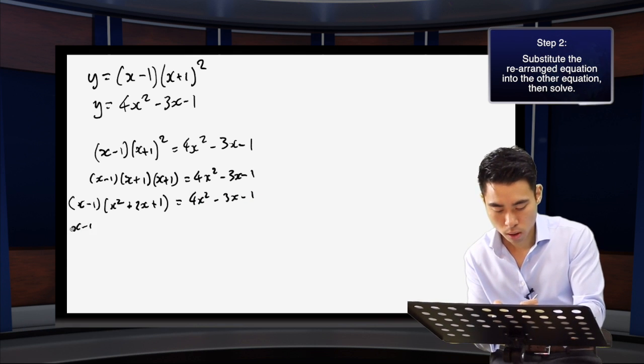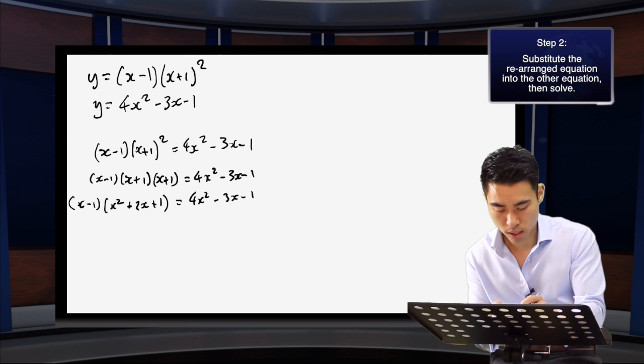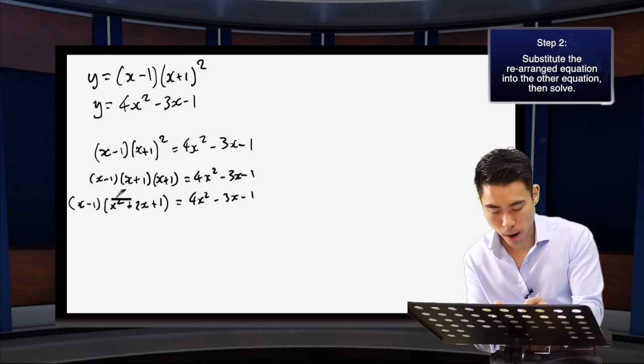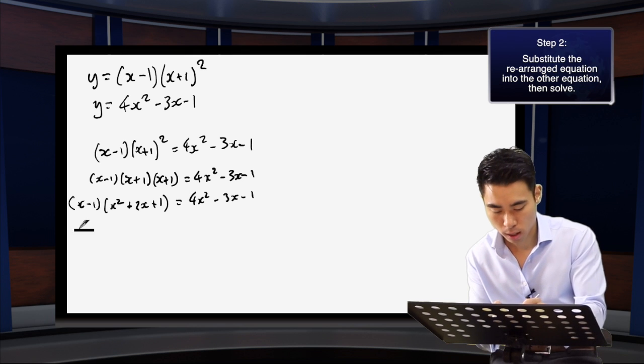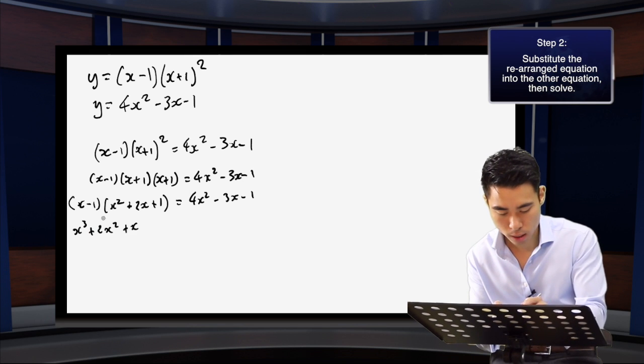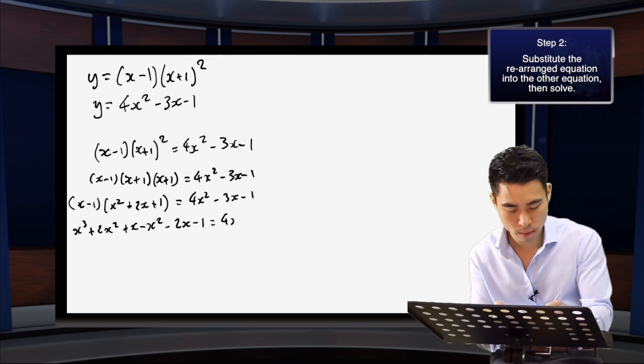Okay, now multiplying out or expanding these two sets of brackets here, I multiply each of my three terms in the second set of brackets with my one term here. It's going to leave me with x times by x squared gives me x cubed plus 2x squared plus x minus x squared minus 2x minus 1, and then obviously the right hand side stays the same again.